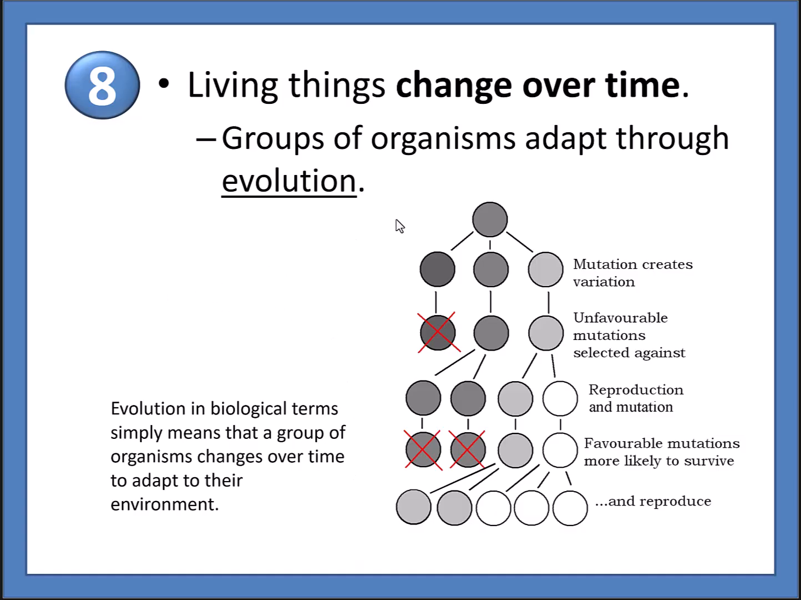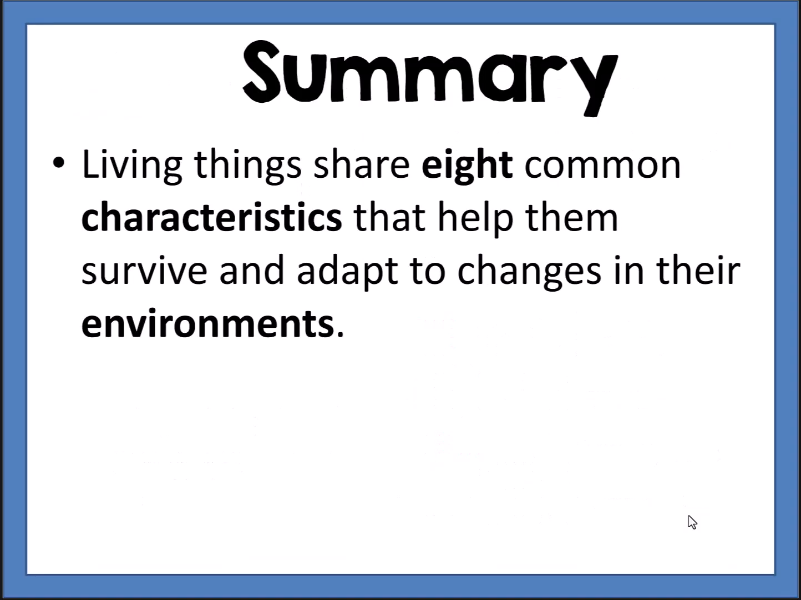So evolution is simply change over time, and we're going to discuss this more in depth, and I know that evolution sometimes seems like a scary topic, but in reality, scientists use it just to describe how a group of organisms changes over time, over different generations. So you can see here that mutations create variation in these organisms. Some of the mutations are selected against, others survive and pass their traits on. And again, we'll get into more depth in that throughout the rest of the course. So in summary, living things share 8 common characteristics that help them survive and adapt to changes in their environments.